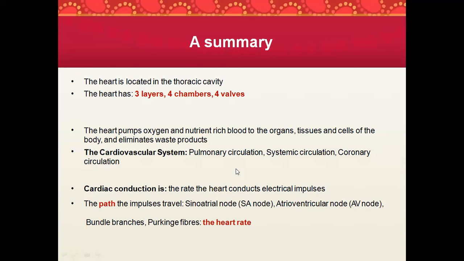Now, tell me about systemic circulation. Your pulmonary veins will bring this oxygen rich blood to your left atrium. From the left atrium, it will pass to the left ventricle through the mitral valve. The left ventricle will contract and pass this oxygen rich blood through the aortic valve and then to the aorta. From the aorta, it will pass on to the different parts of the body, to the different organs. All right, this is systemic circulation.